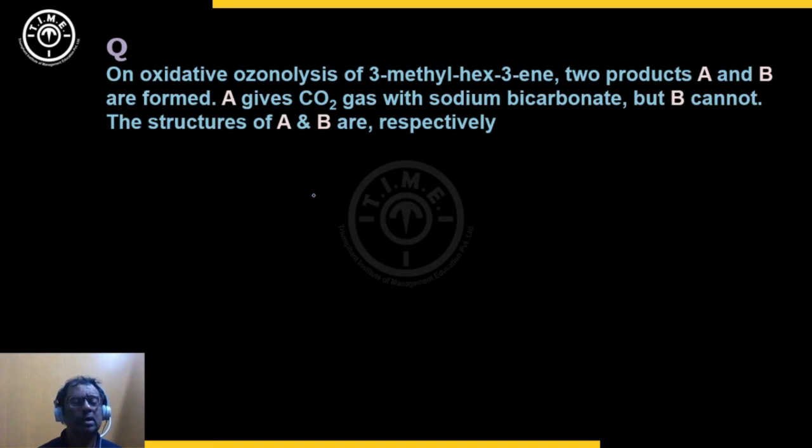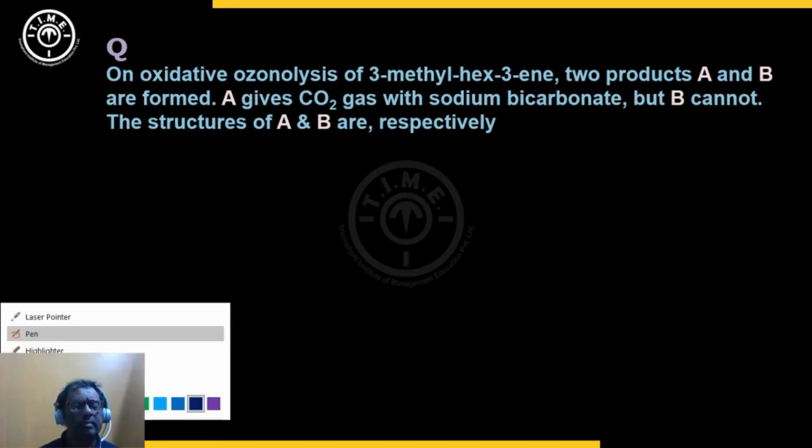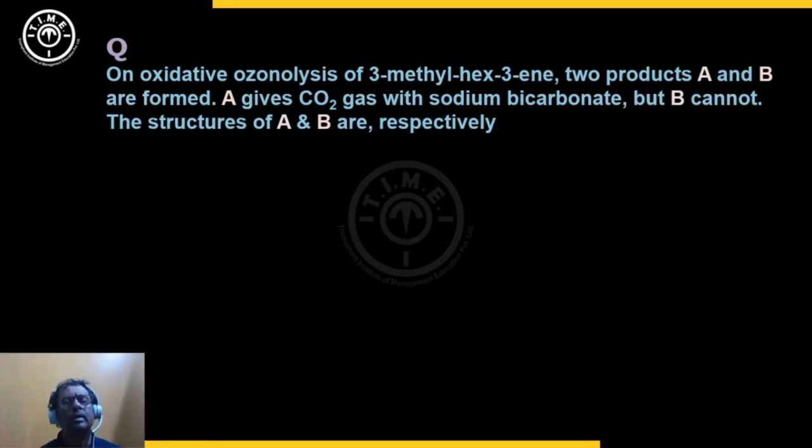Next, we'll test our knowledge on oxidative ozonolysis of 3-methyl hex-3-ene. Two products A and B are formed. A gives carbon dioxide with sodium bicarbonate, meaning it's a carboxylic acid, but B cannot. What are the structures of A and B?